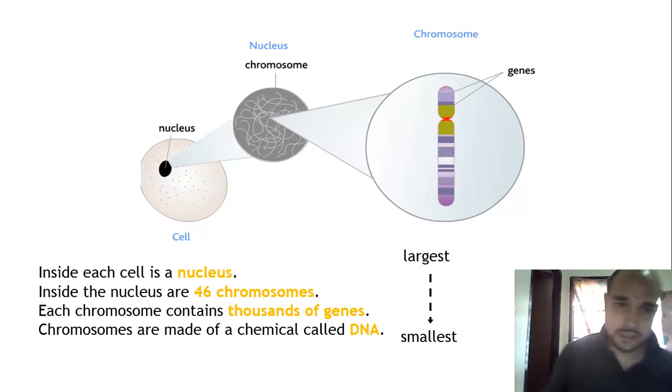Okay, so here it is again. Inside each cell is a nucleus. In humans, inside the nucleus, there are 46 chromosomes. Each chromosome contains thousands of genes. Chromosomes are made of a chemical called DNA.